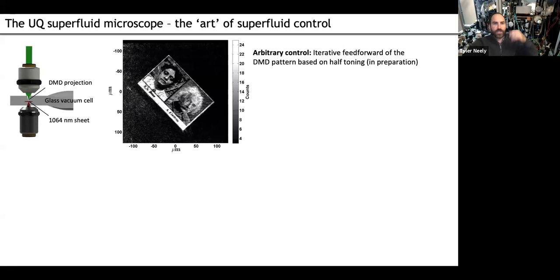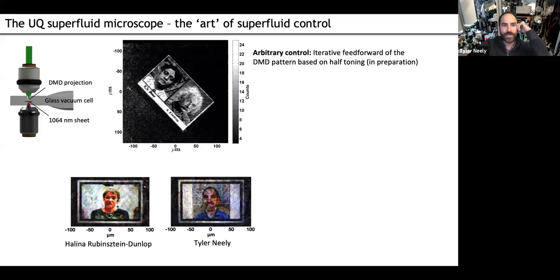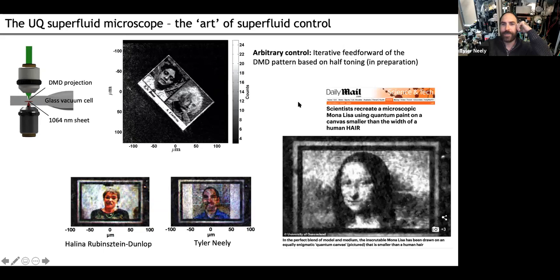First thing you do once you have this control is just try to have some fun with it. So here's our Bose-Einstein condensate, or our BEC, squared, by shaping this light pattern and then loading a condensate into that. Then the atoms follow the light pattern. My profile picture on Zoom is, we've taken three BECs, one for each red, blue, and green channel, and then combined them in a false color image. And then we actually managed to get in the Daily Mail, which is kind of fun, with a picture of the Mona Lisa. So that was a couple of years ago now.